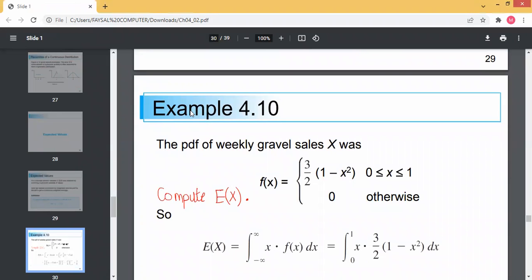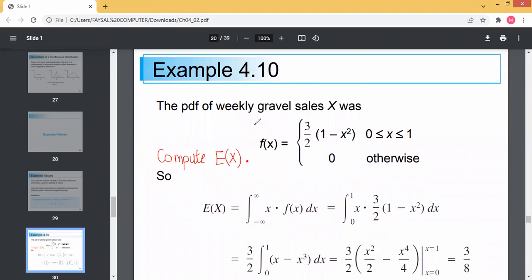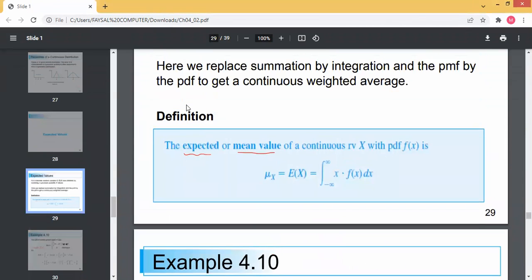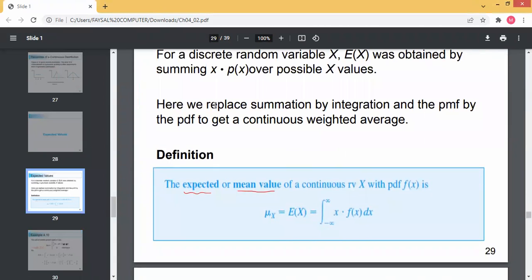Now moving towards 4.10, the PDF of weekly gravel sales X was this one, that f of x equals 3 upon 2 times (1 minus x square), within the interval, and otherwise all the values are 0. So I have to compute the value of E of x. E of x means expected value. For expected value, my formula is this one.